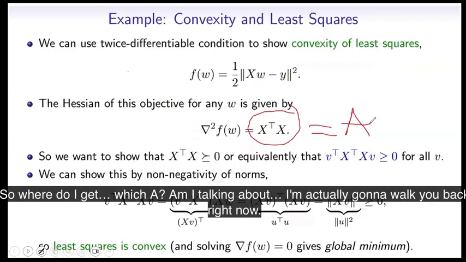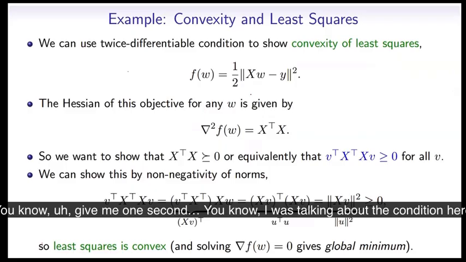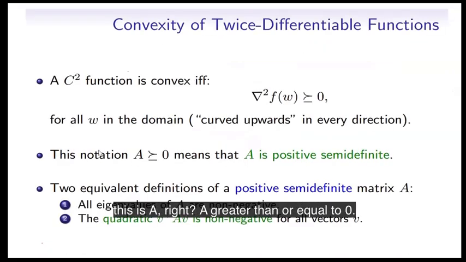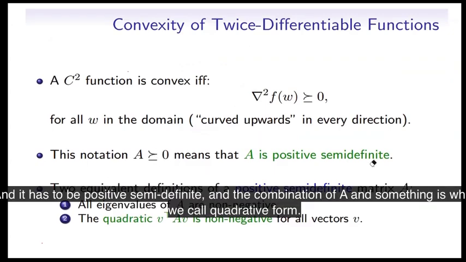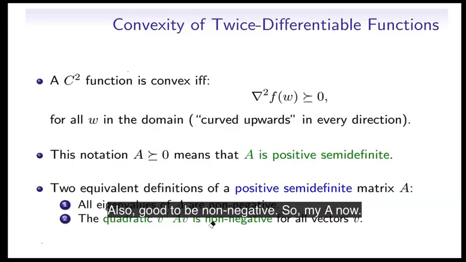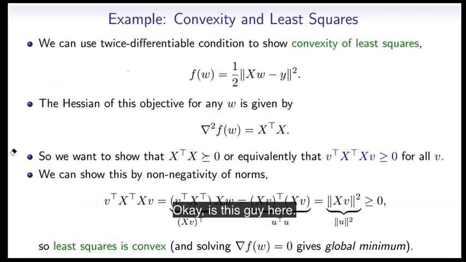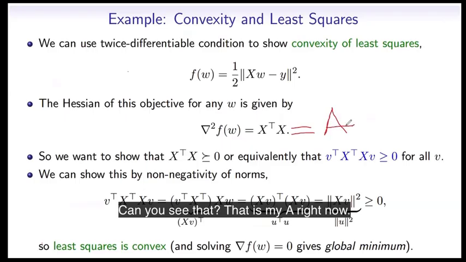So which A am I talking about? I'm going to walk you back right now. Give me one second. I was talking about the condition here. This is A, right? A greater than or equal to 0, and it has to be positive semi-definite, and the combination of A and something is what we call the quadratic form, which is also going to be non-negative. So my A now is this guy here. Can you see that? That is my A right now.